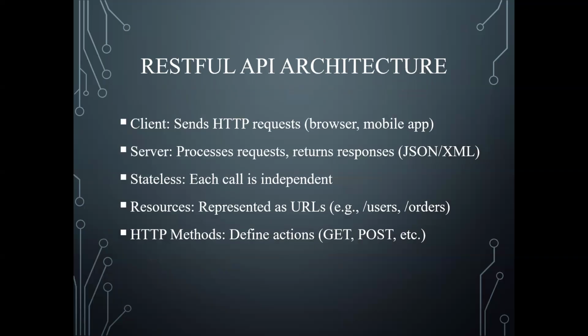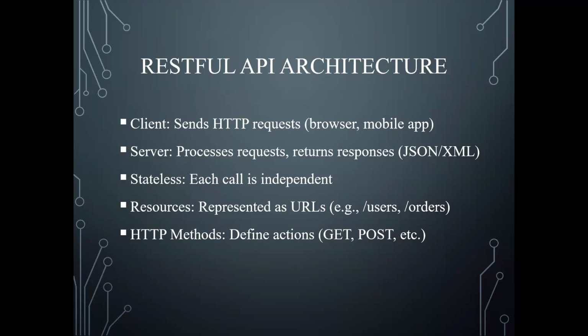Next, RESTful API architecture. Here we have a client that can send an HTTP request. The client can be either a browser or a mobile app. Then the server processes the request and returns the response either in JSON or XML format. And it is stateless in terms of REST API. That is, each call is independent. So for each request, the client needs to send the necessary details to the server for further processing.